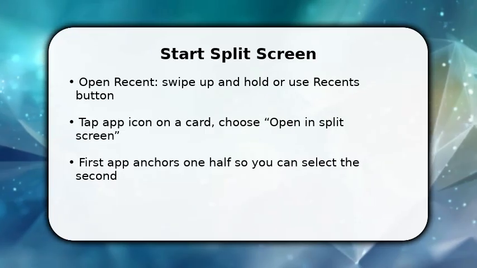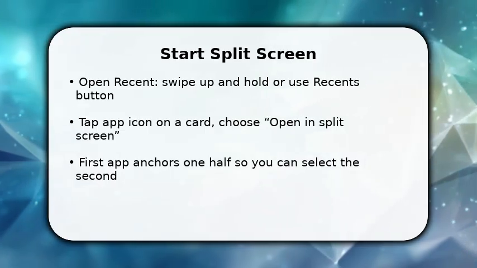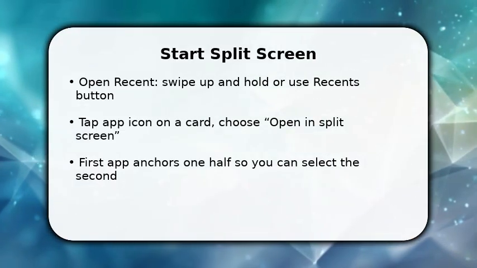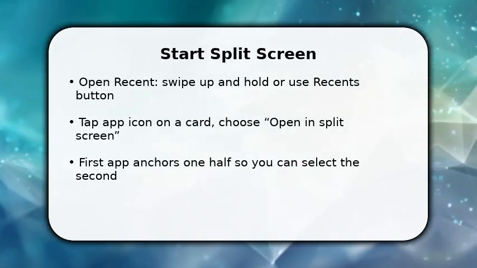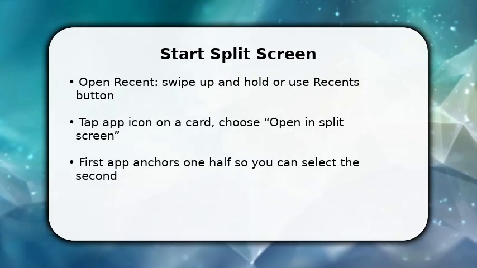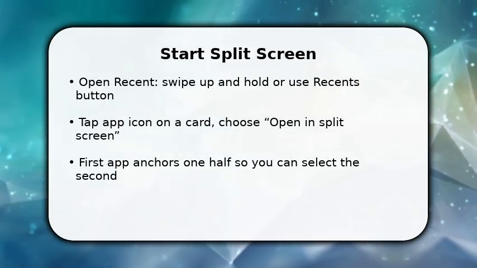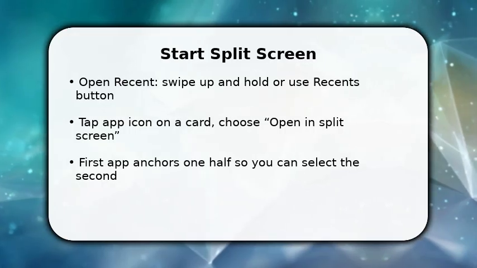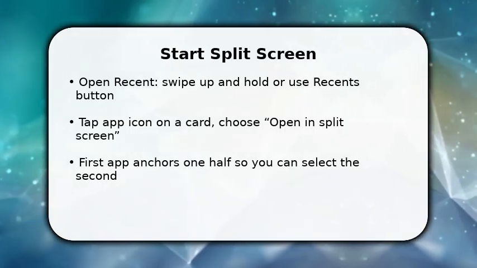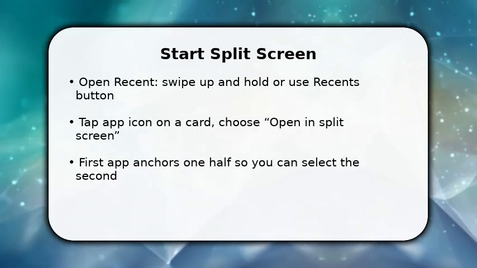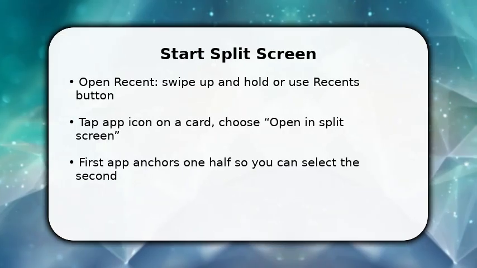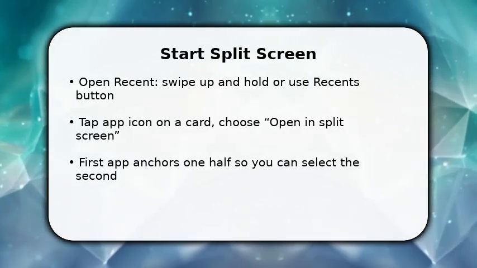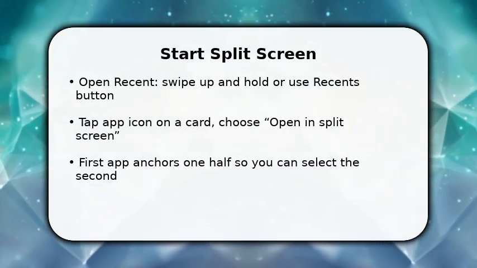Turn on your S25 Ultra and unlock it. From the home screen, open the Recent Apps view by swiping up and holding or using the gesture. This starts split-screen selection. Tap the app icon at the top of a card and choose Open in Split Screen so that app anchors to one half of the display. You do this because the S25's multi-window manager requires an initial anchor. Once done, the other half becomes available for picking a second app, which you'll do next.